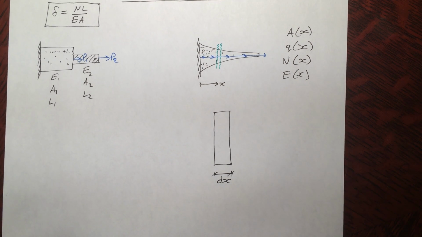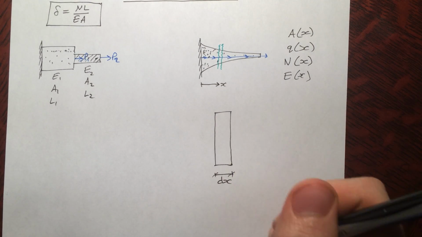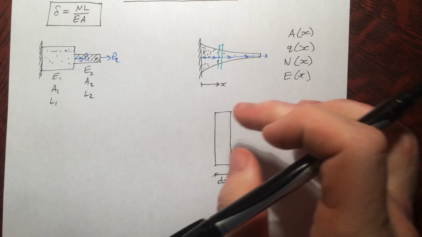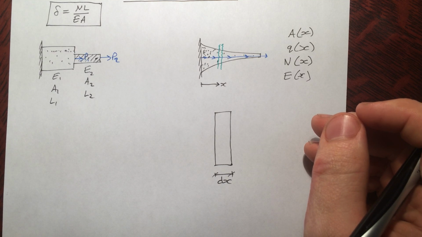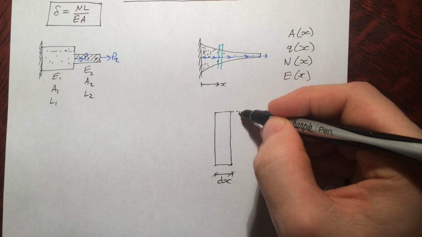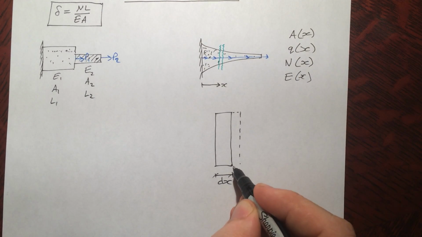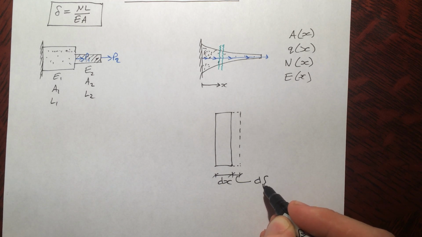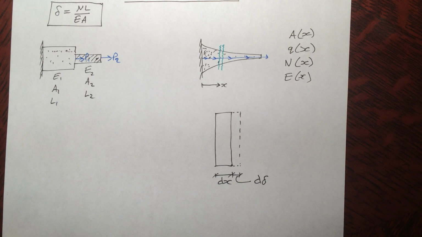So in this tiny section it's going to be feeling a normal force. It has an area, it has an E, so it's going to be elongating. Now how much is it going to elongate by? Well, we'll get to that in one second here. Let's just draw our imaginary elongation, d delta. So what's the elongation of this piece?